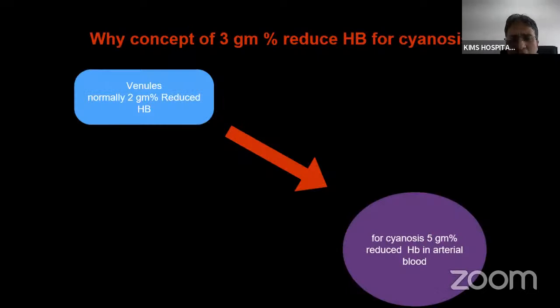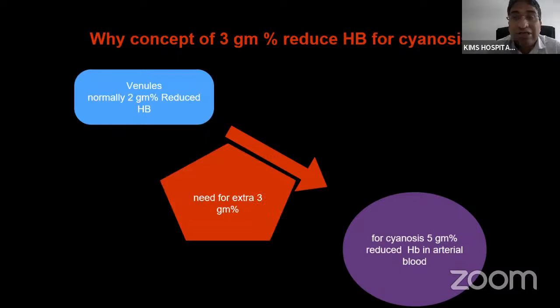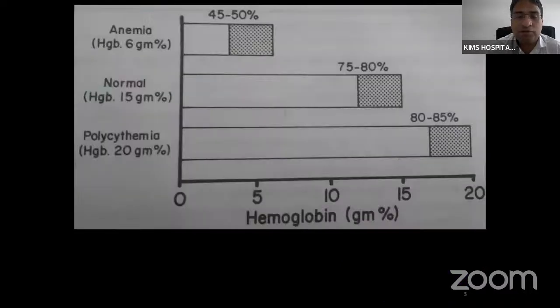See, there is something known as reduced hemoglobin. Cyanosis means blue. Normally in our venules there are 2 gram percent of reduced hemoglobin present, and for cyanosis to appear you need 5 gram percent of reduced hemoglobin. So we need 3 more gram percent for cyanosis. When there is a right to left shunt, polycythemia or high hemoglobin, that 3 gram will be easily available. That's why cyanosis is more apparent in the presence of polycythemia.